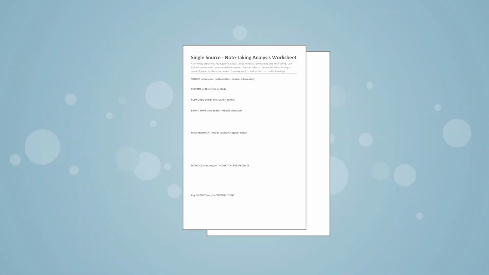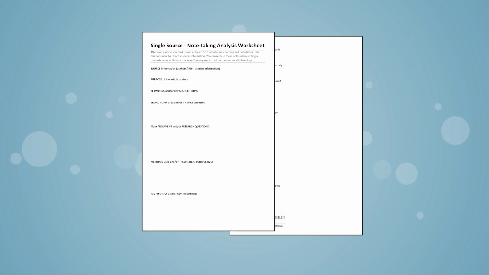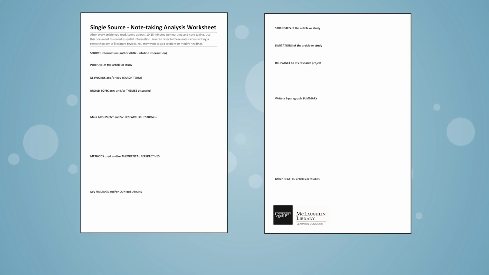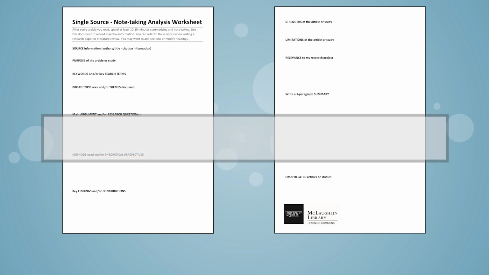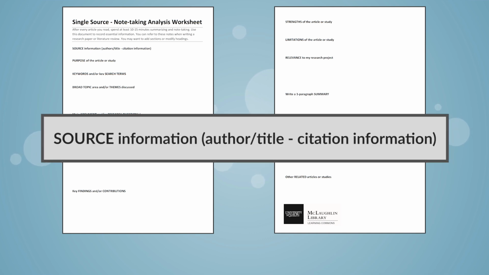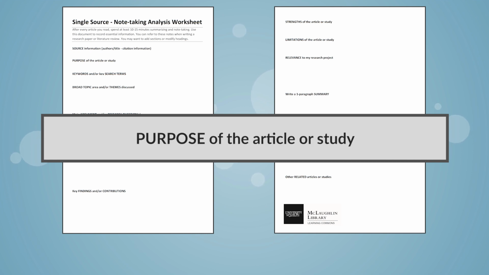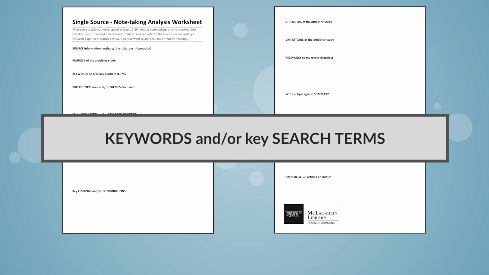One strategy is a single source sheet, which is a good format to use for detailed note-taking. This single source sheet contains 12 boxes to help you capture different information about each paper you read. These boxes are 1. Source information with author, title, and citation. 2. Purpose of the article or study. 3. Keywords and/or key search terms.